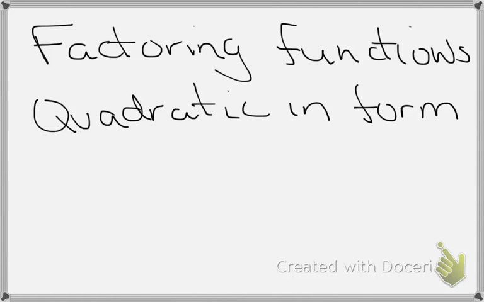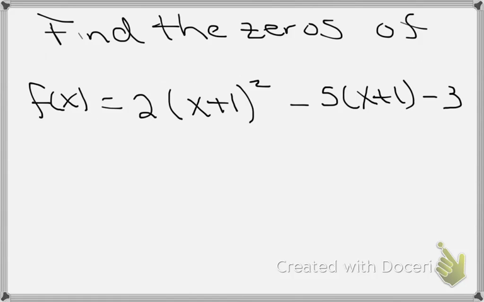In this video, I want to look at factoring functions that are quadratic in form. So these are going to be functions that really look like quadratic functions if you make some substitutions, but initially they won't be as you'd seen before. So here's a question. It says find the zeros of f of x equals 2 times (x plus 1) squared minus 5 times (x plus 1) minus 3.